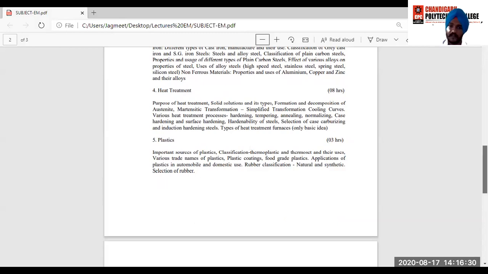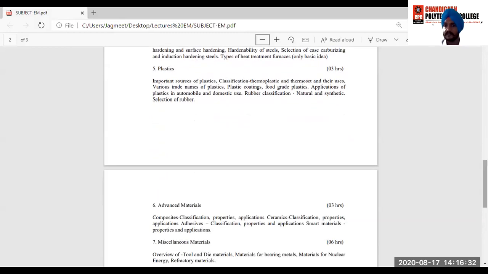In chapter number 5, we will discuss the plastics. What are very important source of plastic, their characteristics, what is thermoplastic, thermoset plastic, their uses, various trade name of plastics, plastic coating, food grade plastic, application of plastic, what is rubber, classification of rubber. So these are all topics we will discuss in chapter number 5.